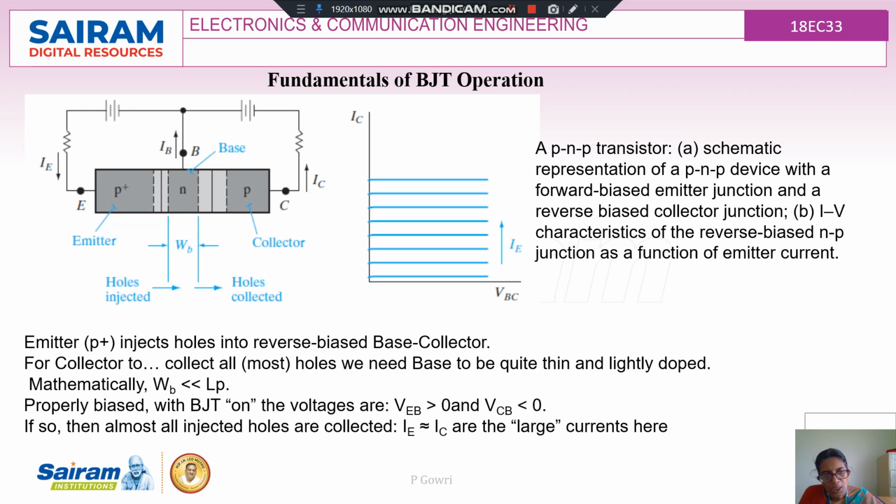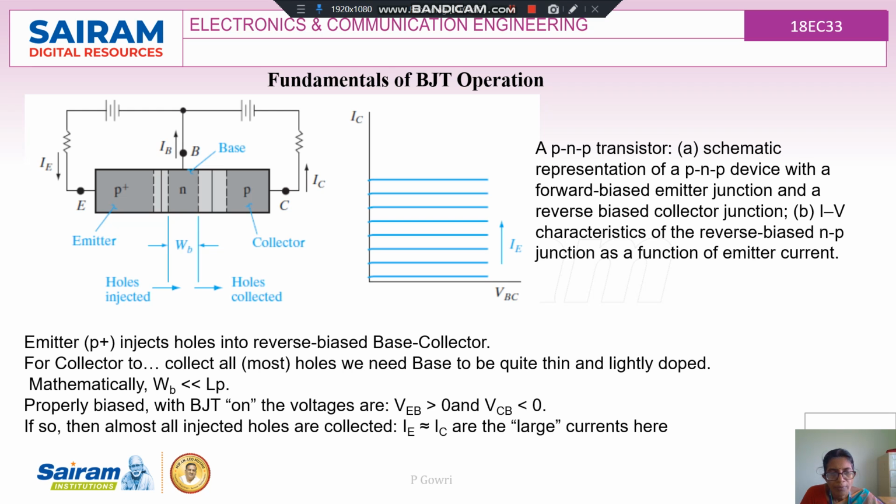Diffusion length is nothing but the distance for which my hole will be active, or before which it gets recombined. So the base width should always be less than the diffusion length of the holes, so that most of the holes coming into the base region cross the base region before they get recombined.